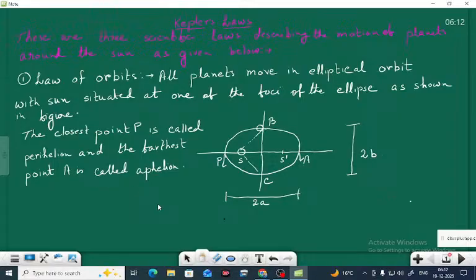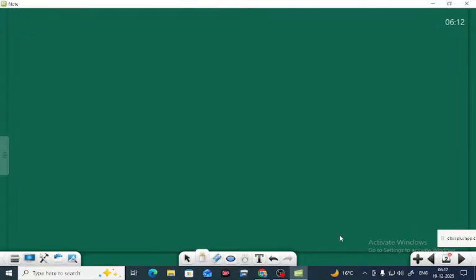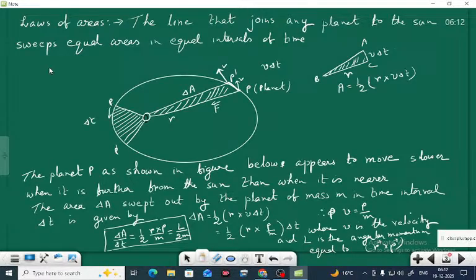Now the second one is the law of areas. In the law of areas, the line that joins any planet to the sun sweeps equal areas in equal intervals of time. Suppose this planet goes from P to P dash, and the time it takes is del t, and you know that the velocity of any planet at this point is tangential to this curve, right? Therefore, suppose you take this as a triangle, then this is straight line PP dash, for a very small time interval del t.